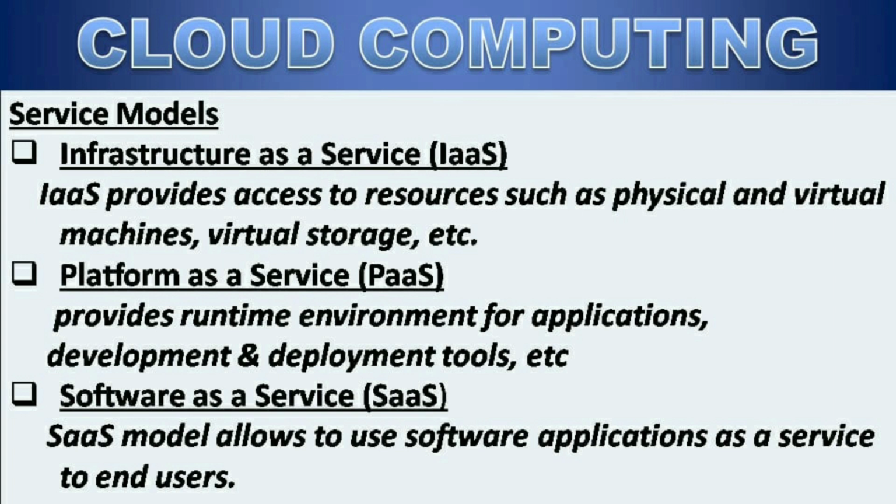What is IaaS? IaaS provides access to resources such as physical and virtual machines, virtual storage, etc. What is PaaS? It provides a runtime environment for applications, development, and deployment tools. What is SaaS? The SaaS model allows use of a software application as a service by the end user. So these are the service models.